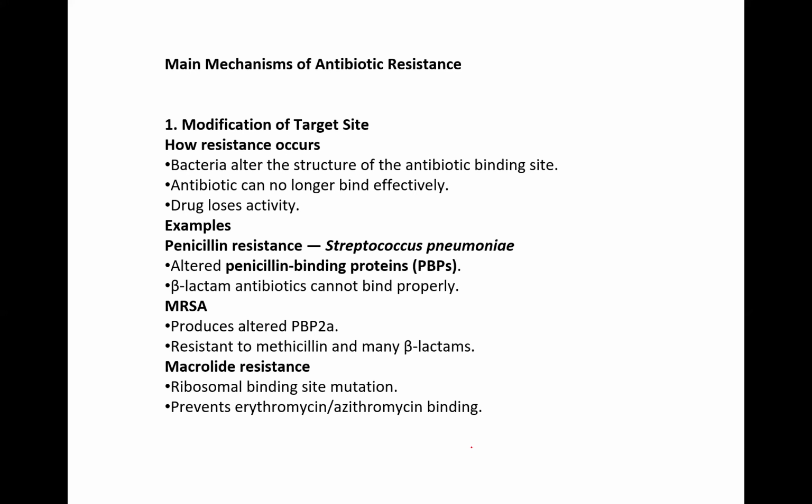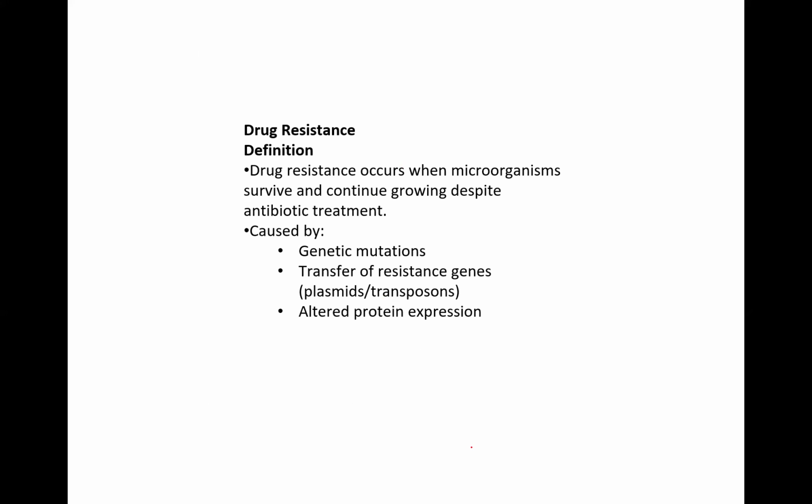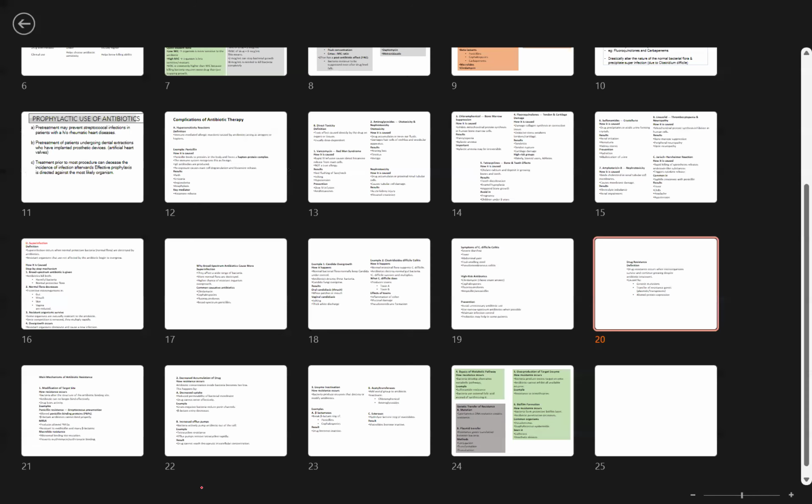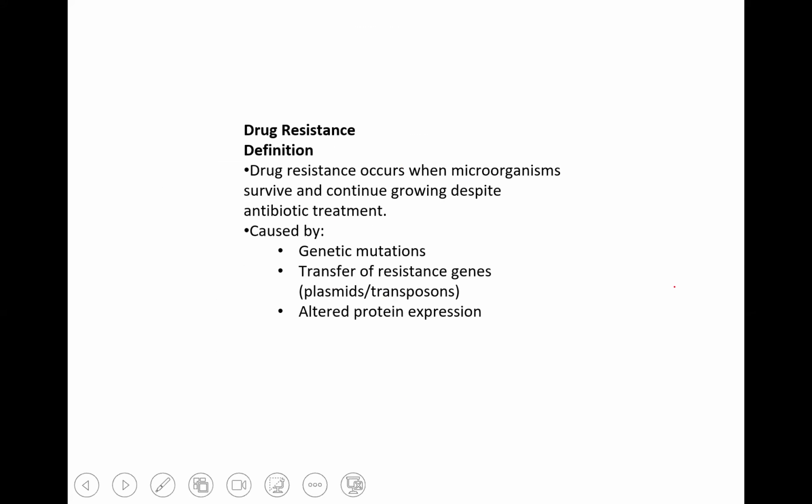Now coming to drug resistance, another problem in drug therapy. Drug resistance, as you know, occurs when the microorganisms survive and continue to grow even if we give antibiotic. That means the microorganisms become resistant to the antimicrobial activity. This can be because of genetic mutations, transfer of resistance genes, or some altered protein expression as well.